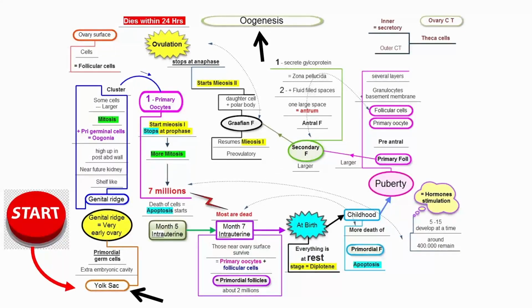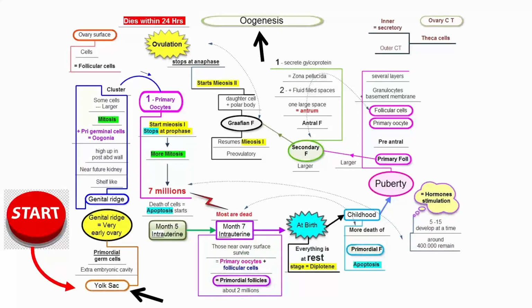Now we're finished with the secondary follicles, and we come to the Graafian follicles. These are called Graafian follicles because they get larger, with more fluid in the antrum, and it is about to ovulate, about to get out of the follicle.